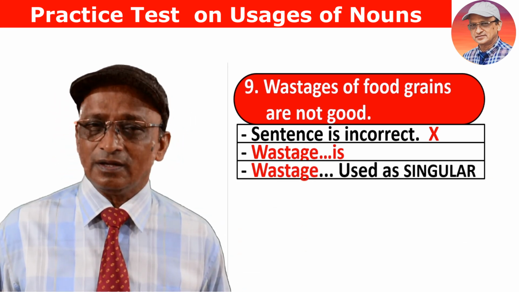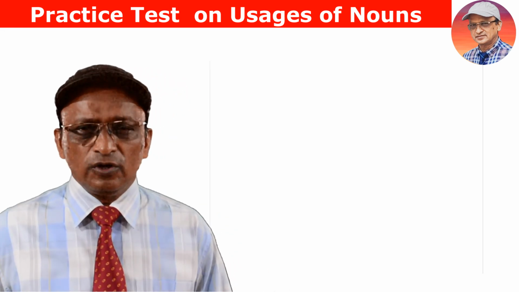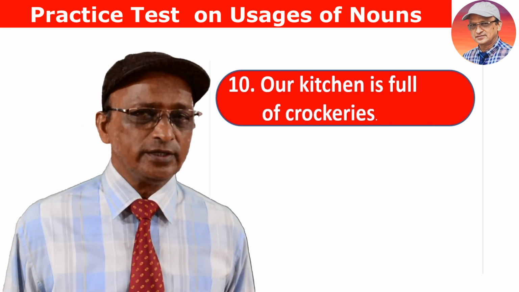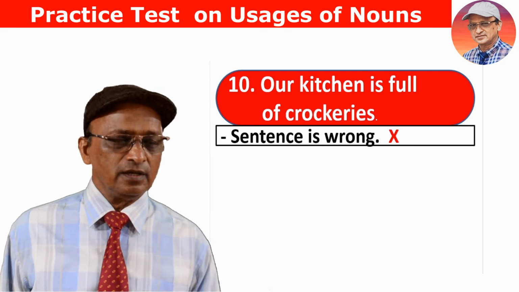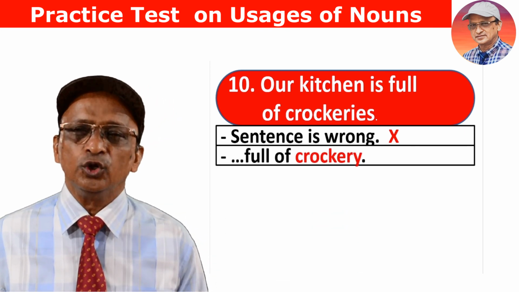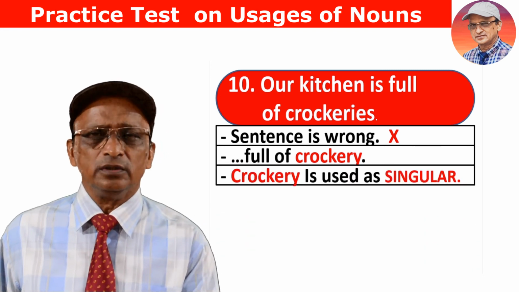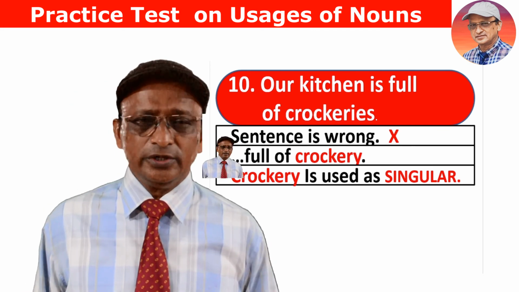That's the correct one. And the last sentence is this. Our kitchen is full of crockeries. The plural crockeries is used here. Is this alright? No, it's wrong. What's the correct sentence then? Crockery. Our kitchen is full of crockery. Singular. So crockery is one such noun which is to be used in the singular sense always, in its singular form.